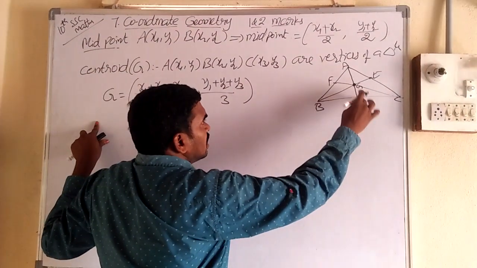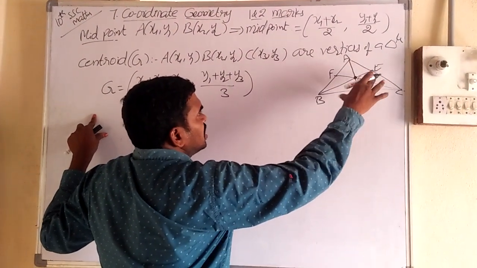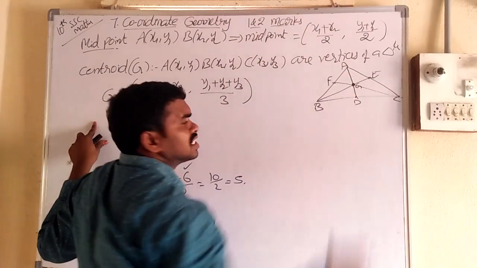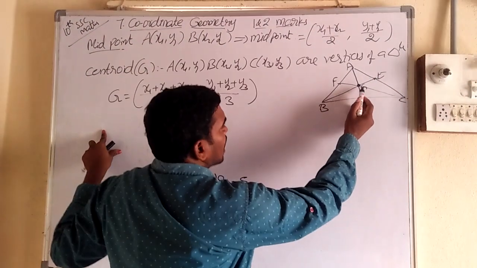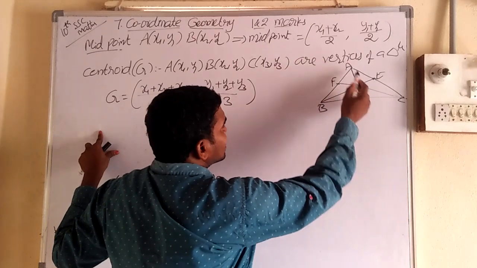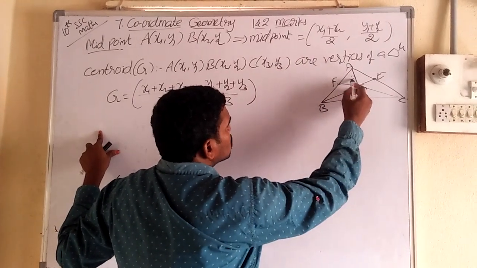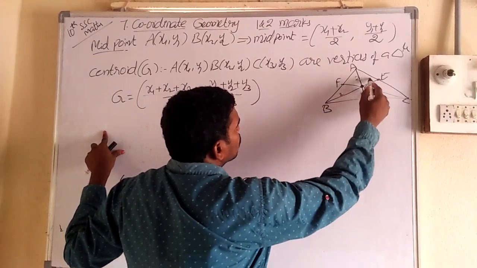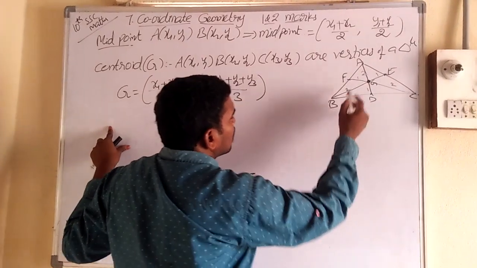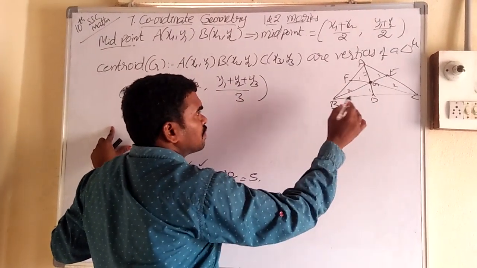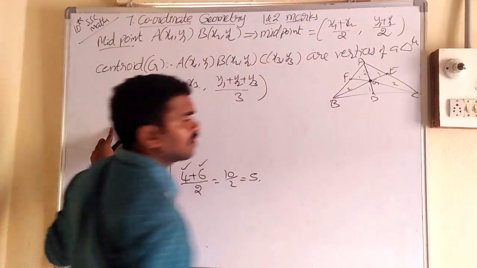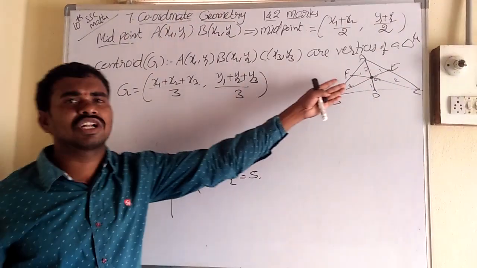This median is AD, this is BE, this is CF. Here G is the centroid. Always G divides median AD in the ratio 2:1, from the vertex to the midpoint of the opposite side. So that is the general definition of centroid.